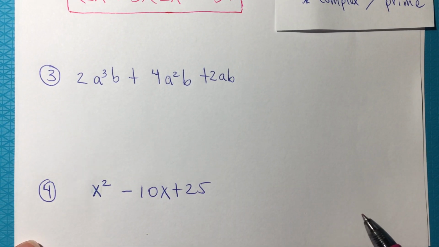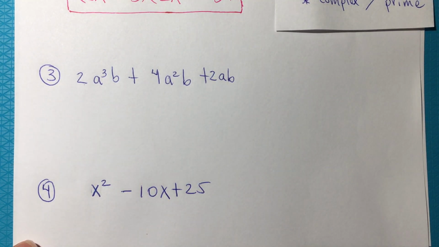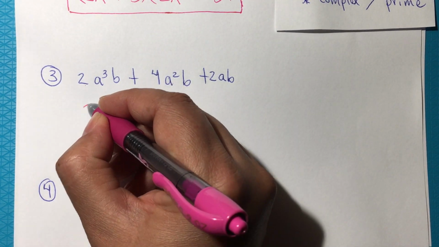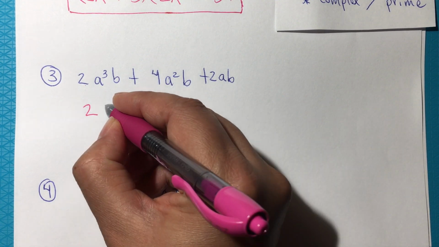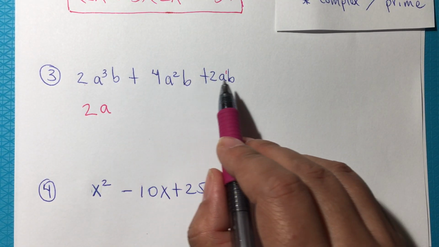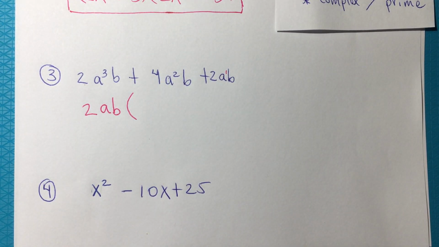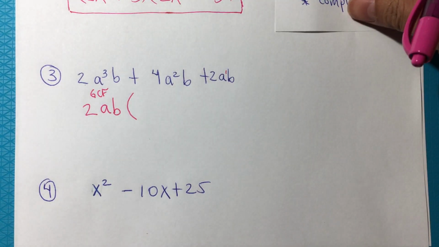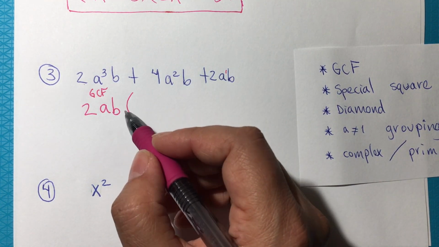For number 3, I can see immediately that these have a factor in common, and the biggest number that can go into 2, 4, and 2 is 2. I look to see if all the terms have A, yes, and the smallest one is the smallest power. I see if all of them have B, yes, and all of them is just to the first power. So those are part of your greatest common factor. Okay, so we're using immediately the first one. And so we start dividing.